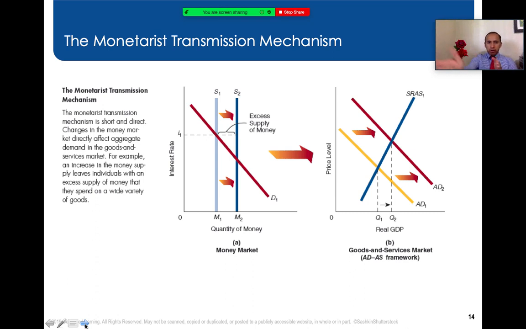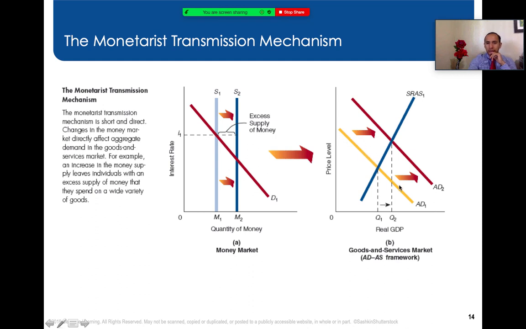It's short and direct. If we have a change in the money supply from S1, money supply 1, to money supply 2, we have an increase in the money supply from M1 to M2. If the interest rate remains the same here, they're assuming the interest rate remains the same in the short term, we're going to have an excess supply of money, and that excess supply of money can stimulate consumption, investment, and so on, and have a direct effect in the market.